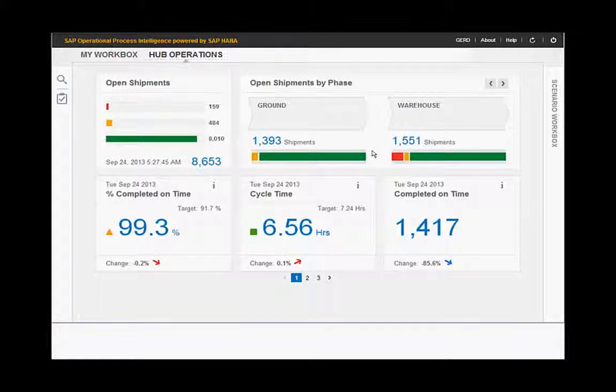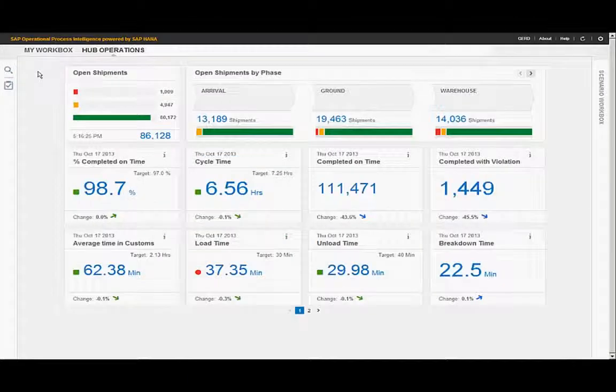Gerd has 135 IT systems that he's relying on, and what we want to provide him is one real-time workspace. This is how Gerd's workspace looks. He sees all the open shipments that are in progress. He also sees all the shipments across all the phases from arrival to ground to warehouse to outbound buffer, loading and takeoff, and so on and so forth.